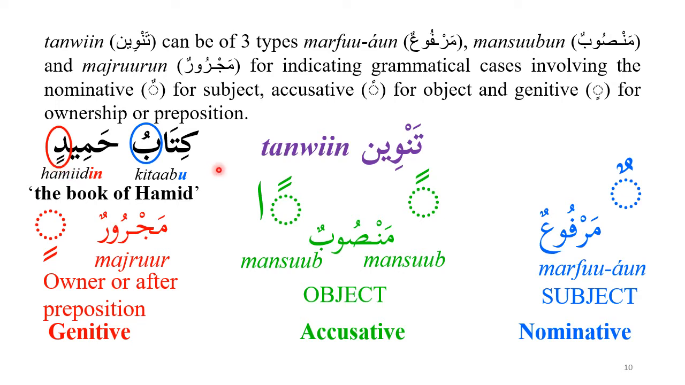Okay, so Kitabu Hamidin means the book of Hamid. Here the Hamid becomes majrur because it is describing he possesses something. There is the book. Here the al kitab is not written, but it is actually definite by position.